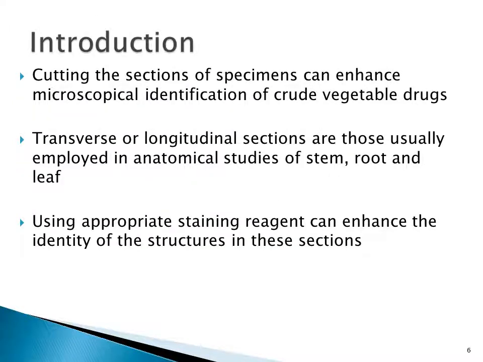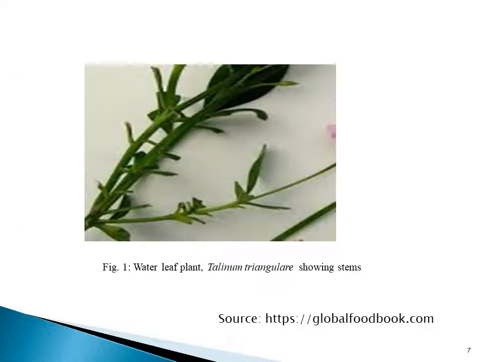Introduction: cutting sections of specimen helps the students to understand the microscopic features that can be useful in identification of crude vegetable drugs. Transverse or longitudinal sections are usually employed in anatomical studies. You can use them to study stem samples, root samples, as well as leaf samples, but our emphasis for this schedule is on stem samples. So using appropriate staining reagents can also facilitate the identity of the structures that can be identified in some of these sections. The figure below is a figure of water leaf plants, that is Talinum triangulare, showing the stems.